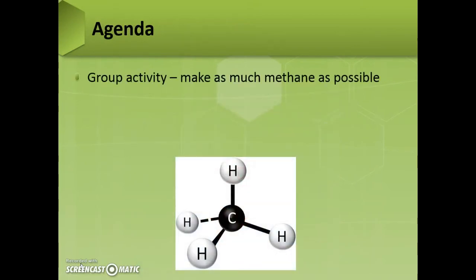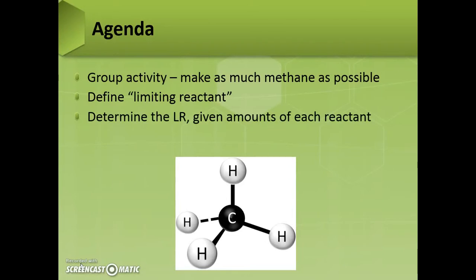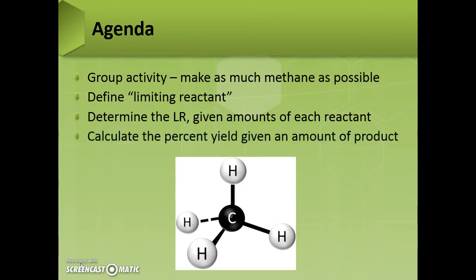So in class today we'll do a little group activity, making methane from molecule kits. In lieu of that, we're going to look at building cheeseburgers instead. We're going to use this as an example to define the limiting reactant or limiting reagent. And then we're going to use some of our new stoichiometry skills to determine the limiting reagent, given amounts of each reagent, and calculate the percent yield, given an amount of a product.